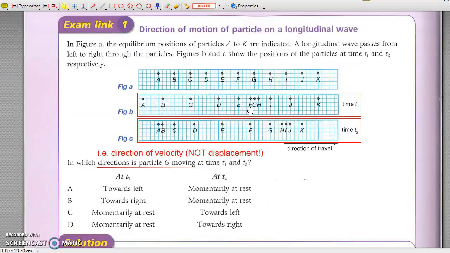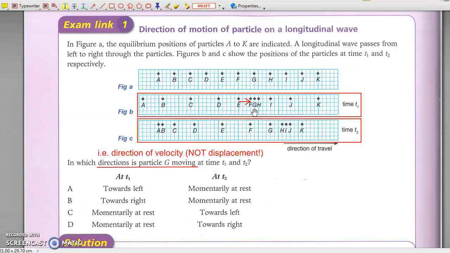Also, you should know the amplitude of motion, since particles with maximum displacement are momentarily at rest. At time t1, g has zero displacement. It is at its own equilibrium position, and it will move to the right because f is already on the right of its equilibrium position.